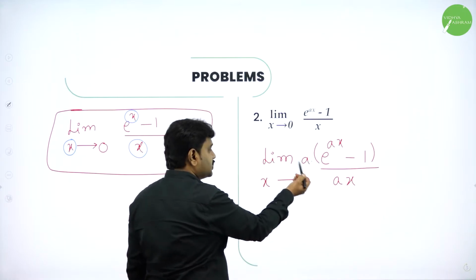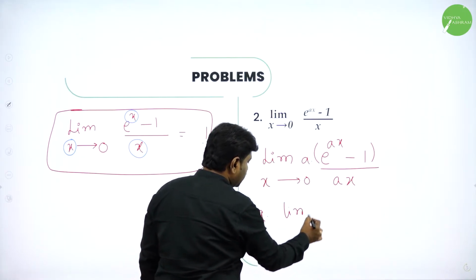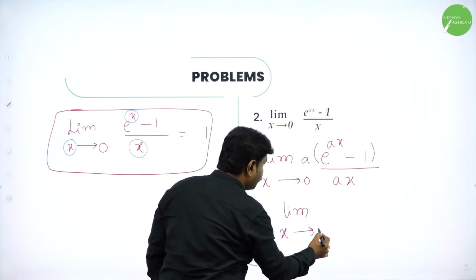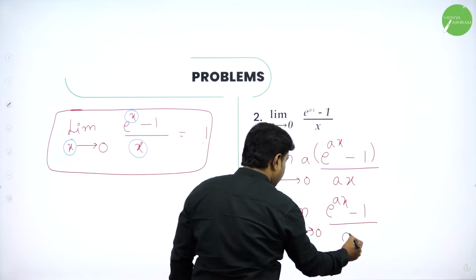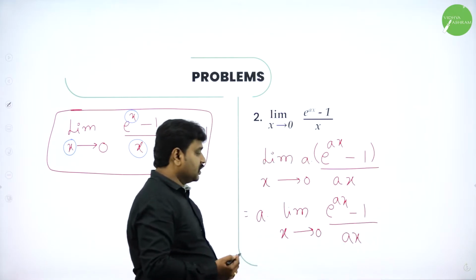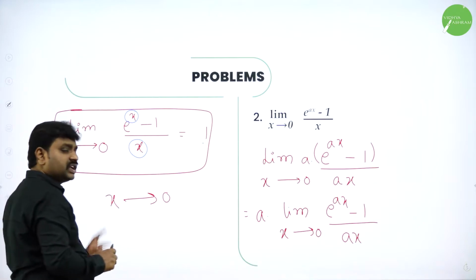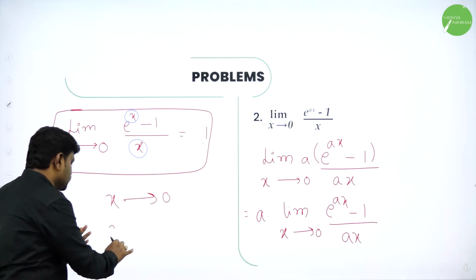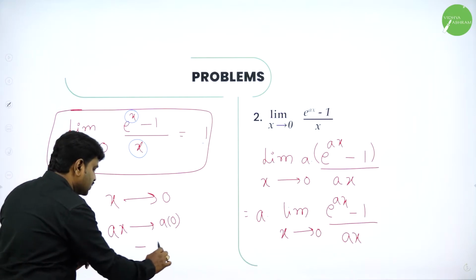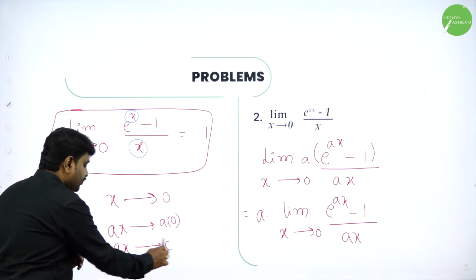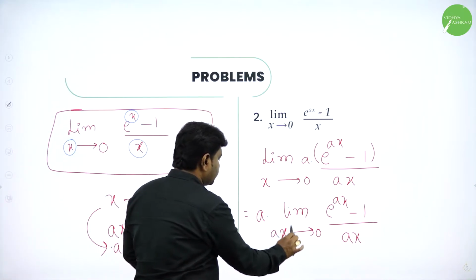Now this a is constant, you can take it outside the limit. A into, we are left with limit x tends to 0, (e power ax minus 1) divided by ax. My dear students, tends to is like is equal to. So if x is tending to 0, multiply a on both sides, then ax tends to a into 0. What is a into 0? 0. Means simple, if x is tending to 0, ax is also tending to 0. I can take ax tends to 0.